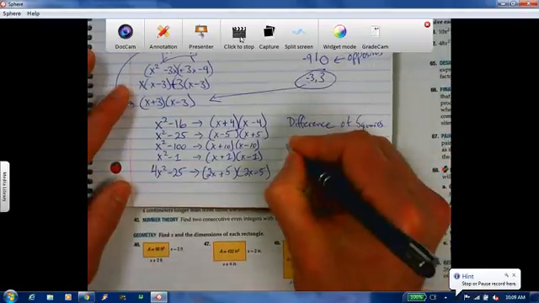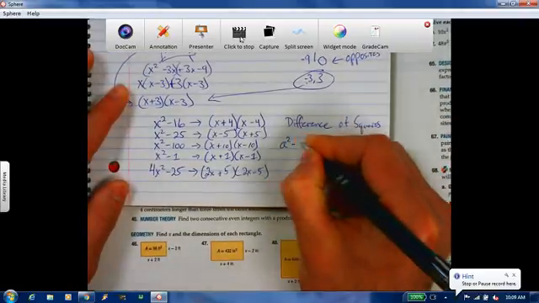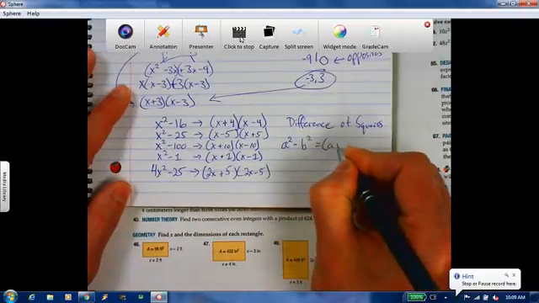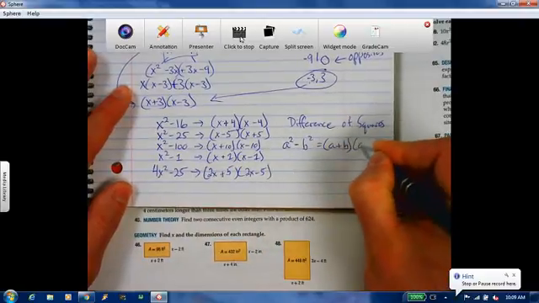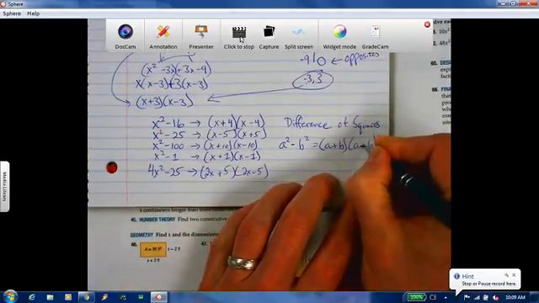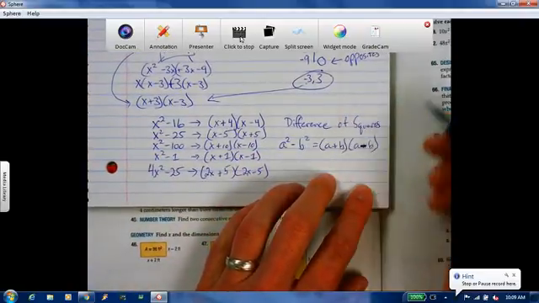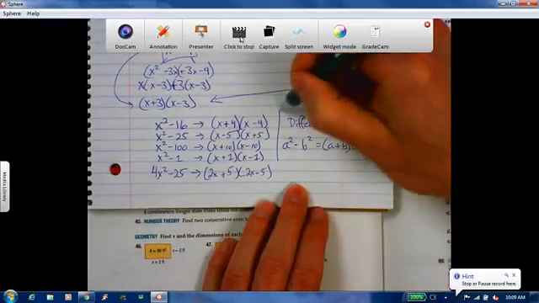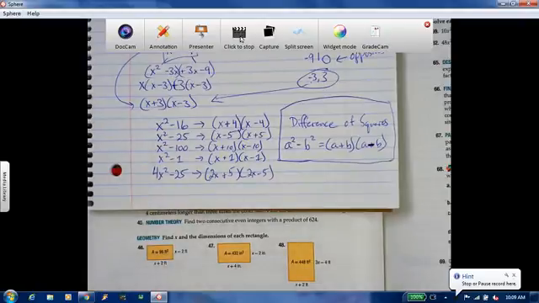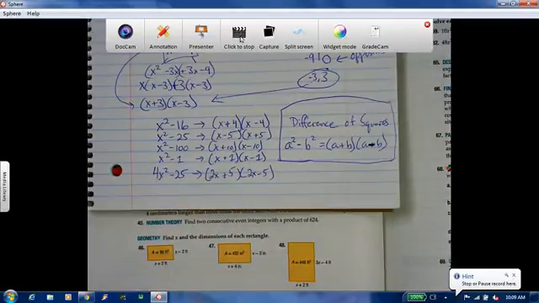So the rule is if you have something of the form something squared minus something else squared, it factors into the square roots of each being added and subtracted. Oops, there we go, that should be a minus. So there's your difference of squares rule. If it's a difference of squares, this is how you factor it: you just take the square root of both and make your two parentheses a plus and a minus.